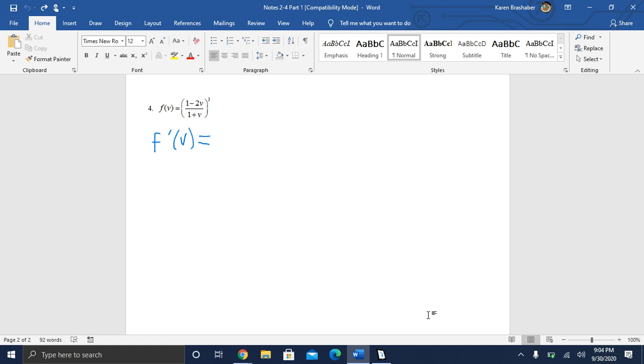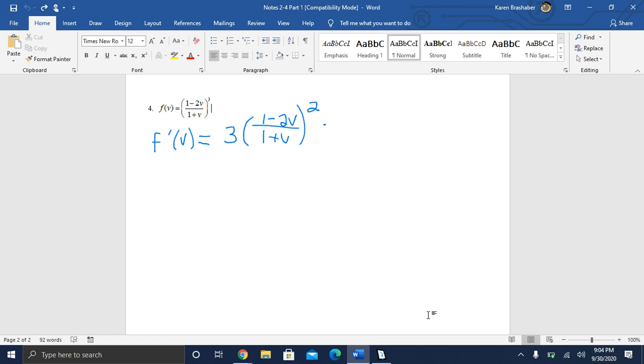So we'll bring the power 3 in front. We'll keep the inside, 1 minus 2v over 1 plus v, and reduce your exponent by 1. So that'll be an exponent of 2. Now, when we multiply by the derivative of the inside, hopefully you're thinking, well, that's a quotient, and it is. So we're going to have to do the quotient rule.